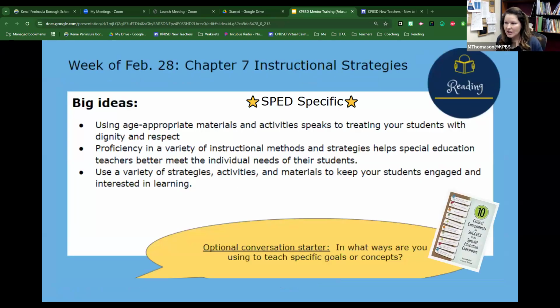So these are the SPED specific big ideas from the chapter that you read in the 10 components for success in the special ed classroom. It's chapter 7. So if you are a SPED teacher, I put your big ideas on your Foursquare for this week. So I'm really starting to differentiate between the general ed and the special ed.